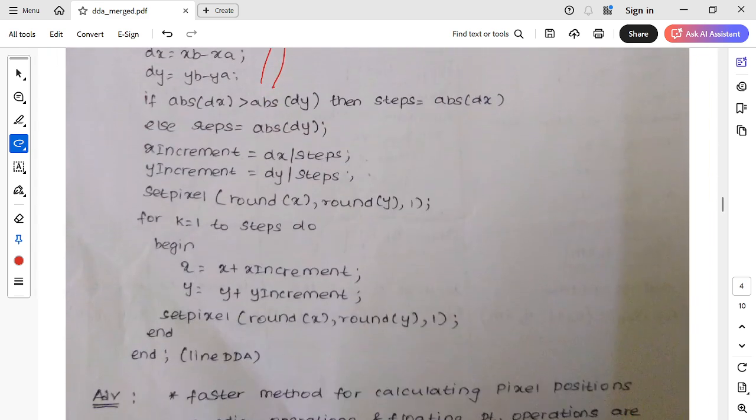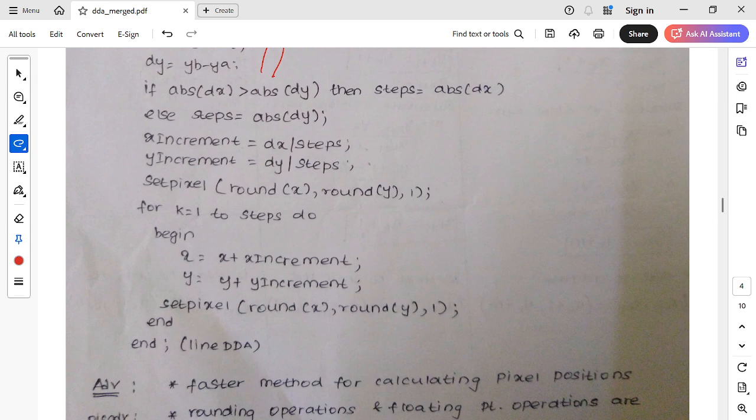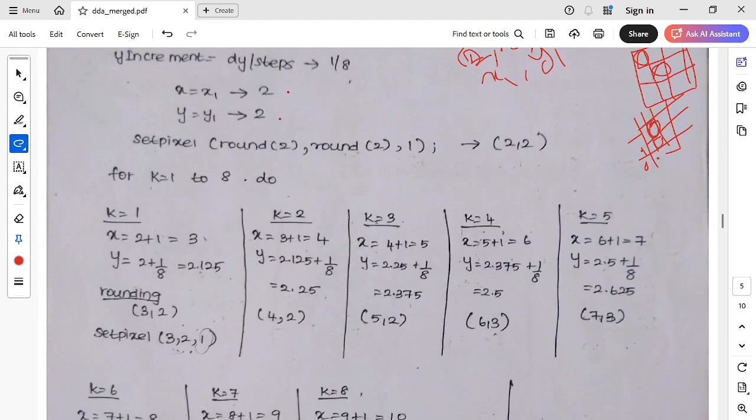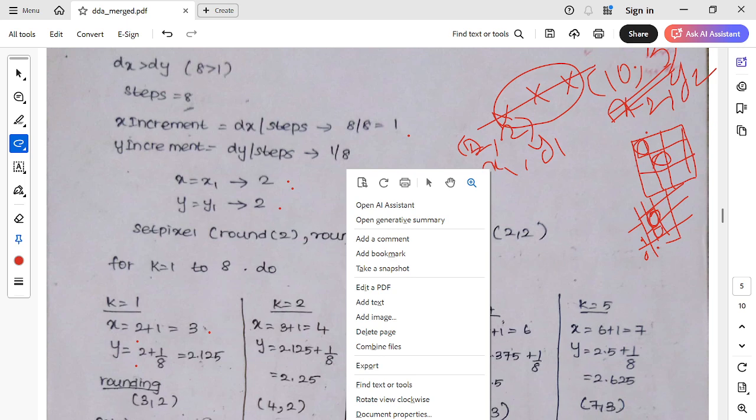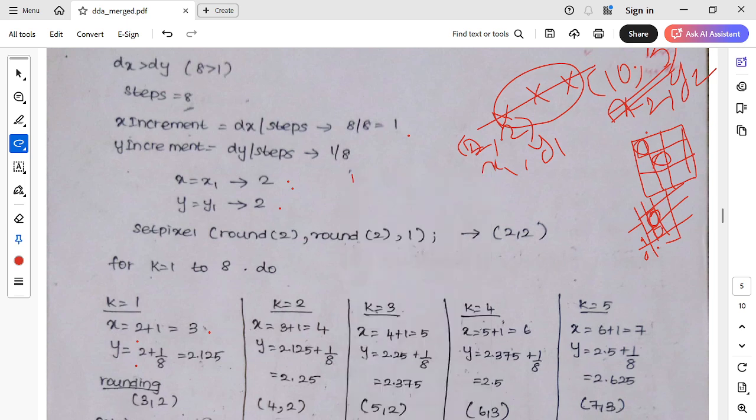Here they have given the formula. For k equal to 1 to steps, where the steps value here is 8, so from 1 to 8, begin: x equals x plus x increment, y equals y plus y increment, and next you set the pixel. So x is equal to x plus x increment. The x value is 2, that is your starting point, plus the x increment value we got, which is 1. So 2 plus 1 is equal to 3. Next, y equals y plus y increment. The value for y is 2 plus the y increment, which is 1 by 8. While calculating, you will get 2.125.